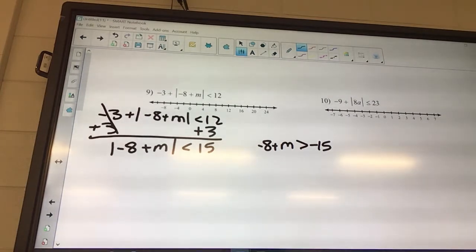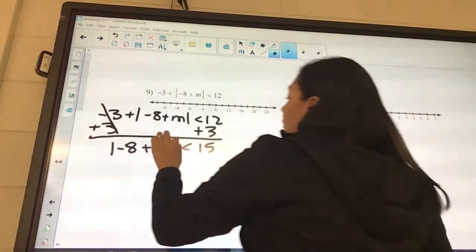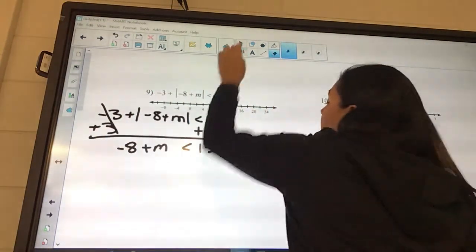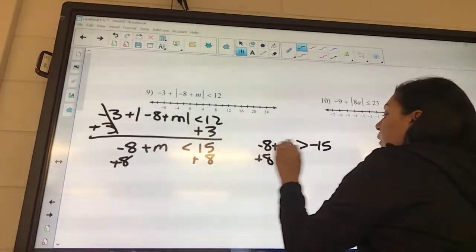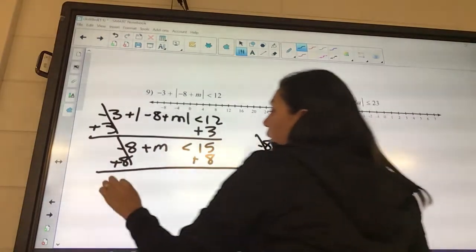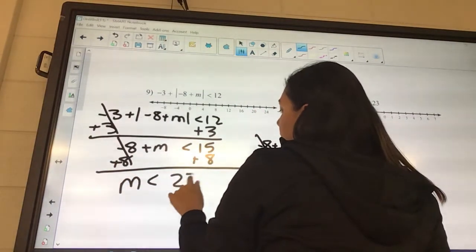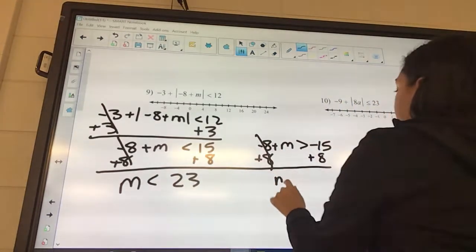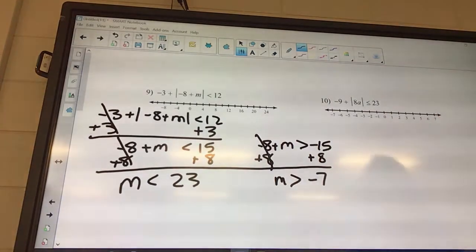Okay, and then what? We're trying to solve for m, so what do we need to move? The 8. So I say plus 8. 15 plus 8, I'm going to say 23. Yeah. And then negative 15 plus 8 should be negative 7.